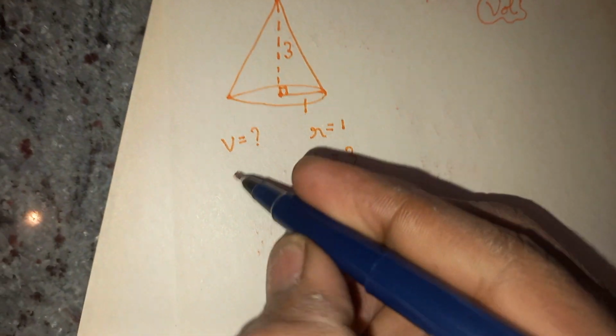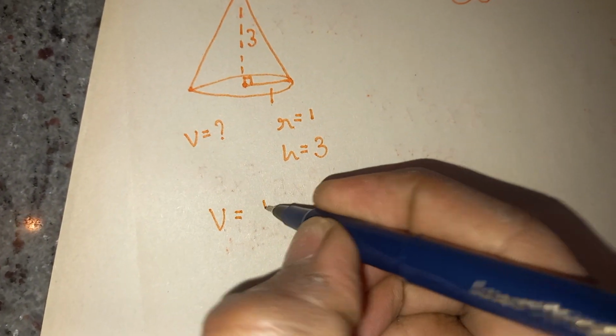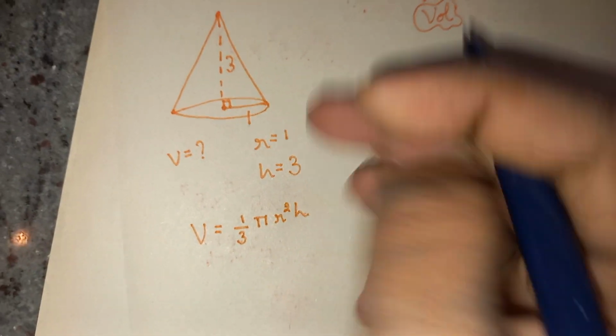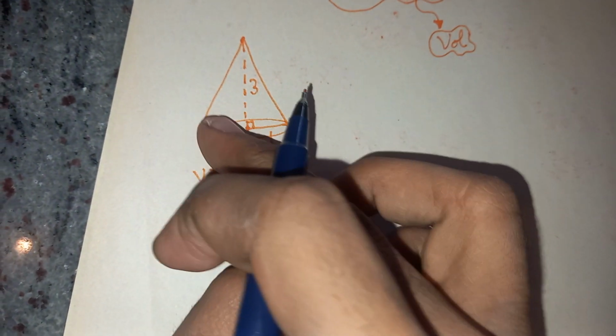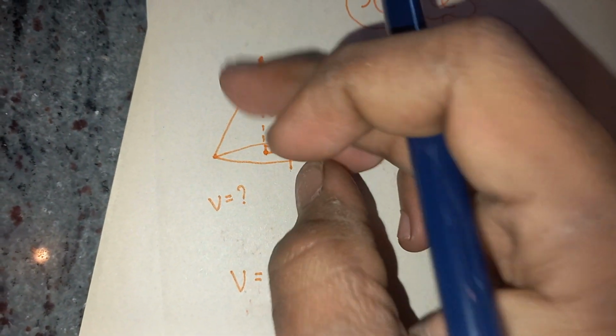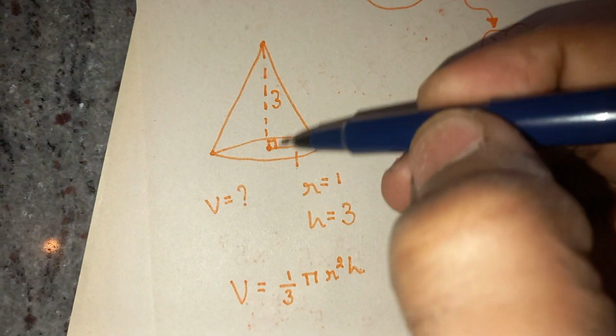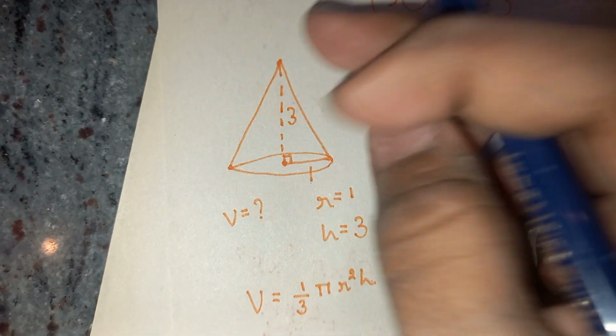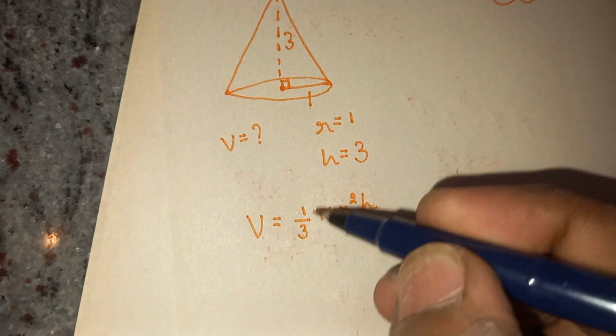You can find the volume of the cone, which can be written as 1 by 3 pi r square h. Here pi r square means base area, and pi r square h means the area of the cylinder. Since it is a cone, it is going to have one third the volume of a cylinder having the same radius and the same perpendicular height. It's just one third.